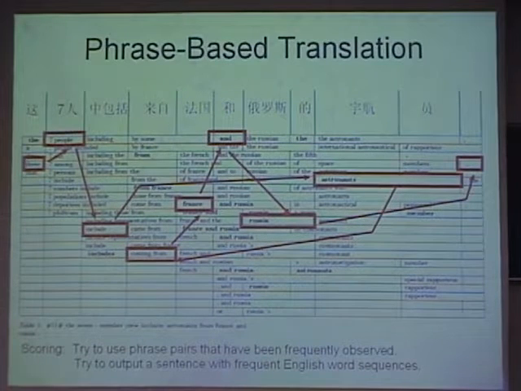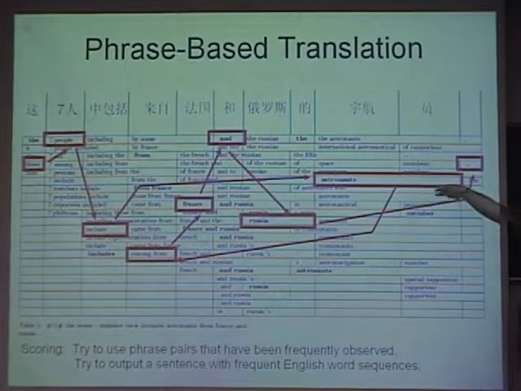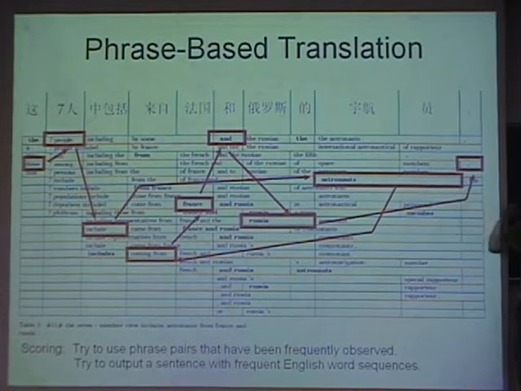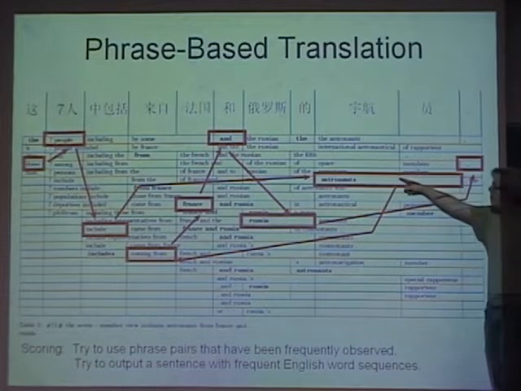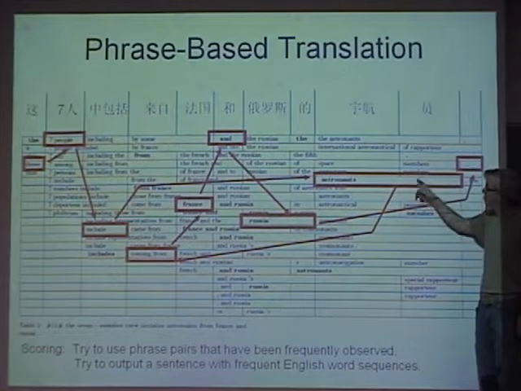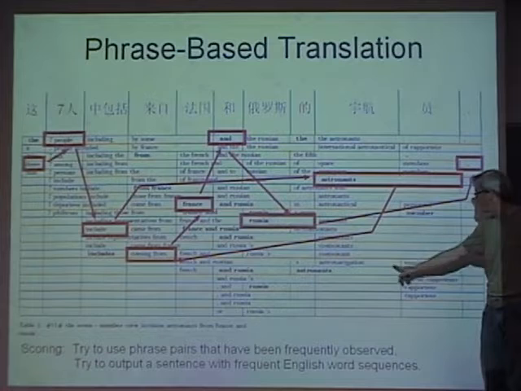And of course, there's billions of ways to pull off rectangles from this chart and order them. So we want to score all the different ways. And 2 scoring methods that are common are, well, try to use phrase pairs that have been frequently observed instead of infrequently observed. So maybe astronauts is a more frequent translation of this than astronavigation member.